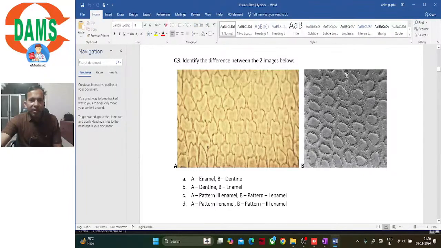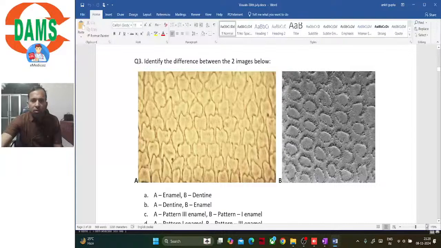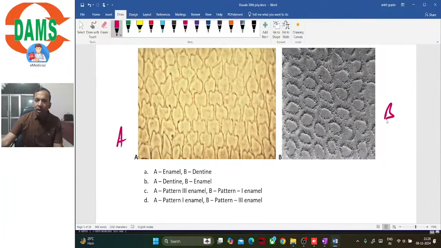So here is a histological slide and even a MCQ based on the slide, right? Identify the difference between the two images, right? You have to identify the differences between the two images. This is the image A, this is the image B. Certain options are given.